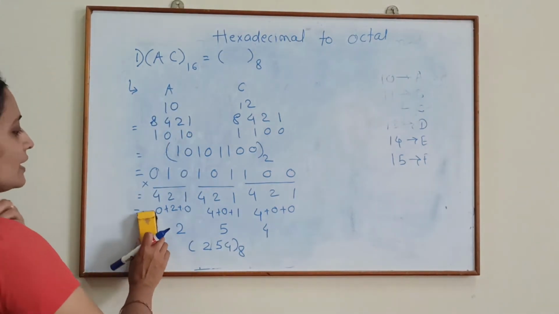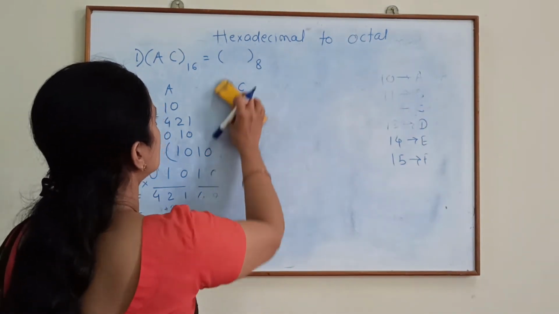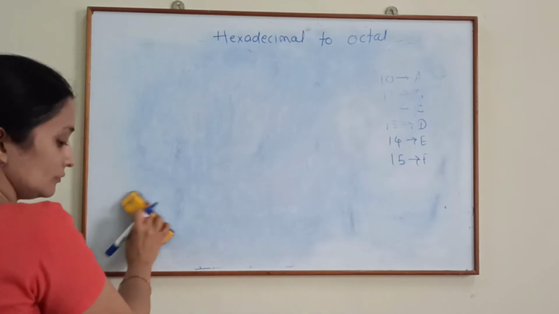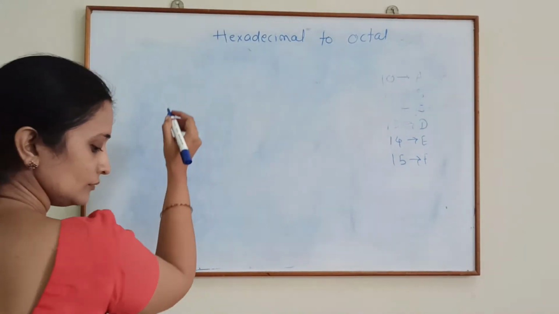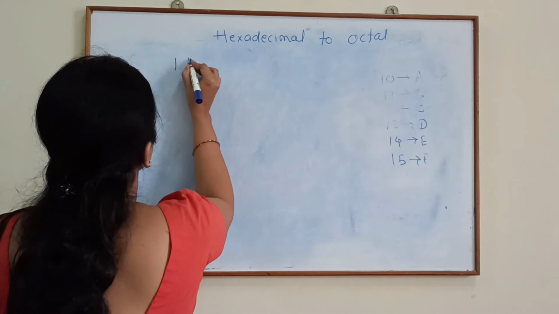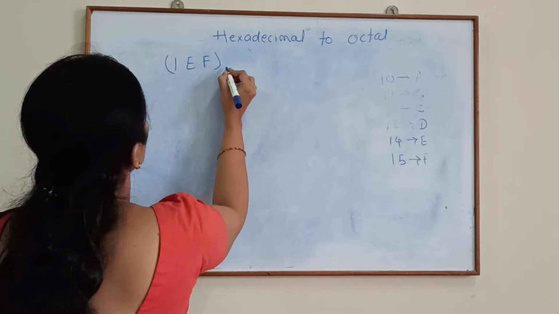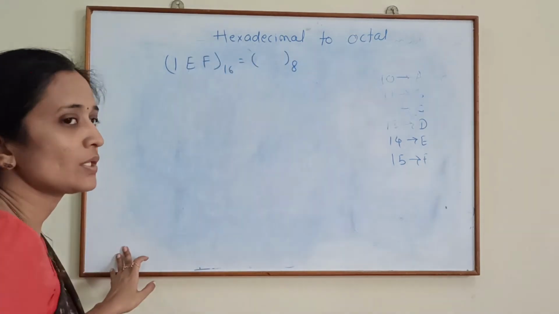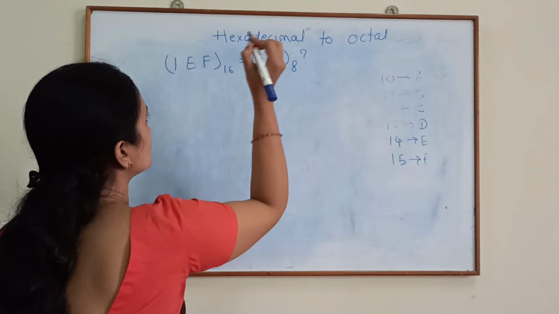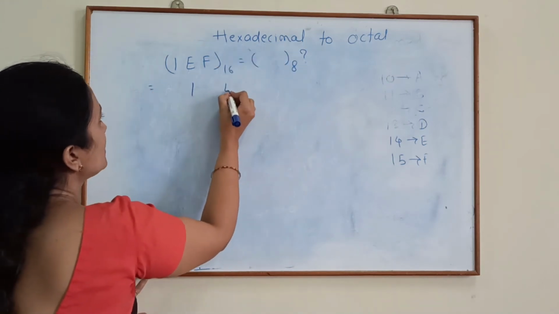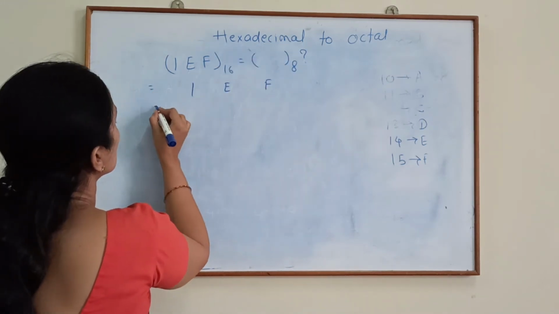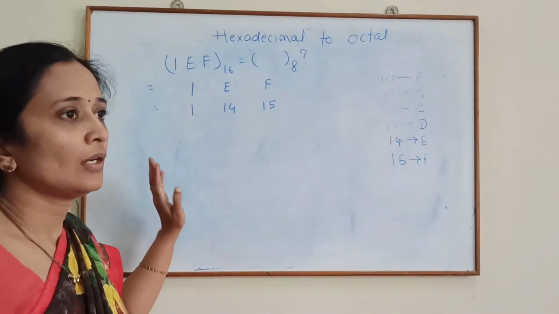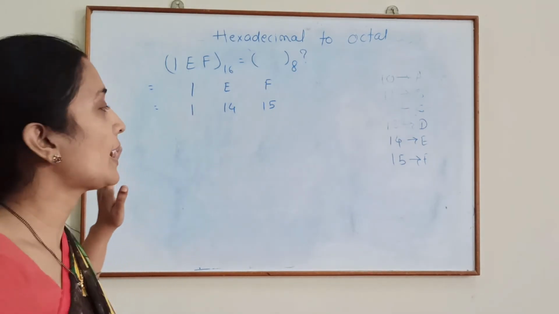One more example we will take. 1EF. This is a hexadecimal number and we are converting it into octal. First step is separate the digits. E means 14, F means 15. Convert each and every digit into binary.